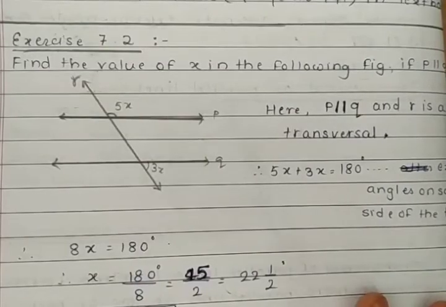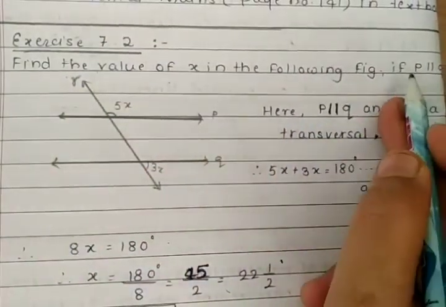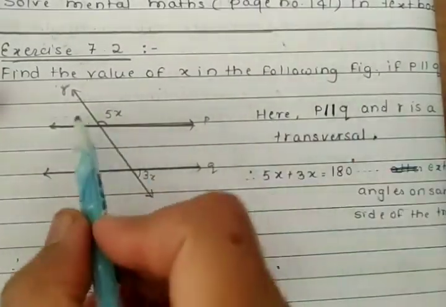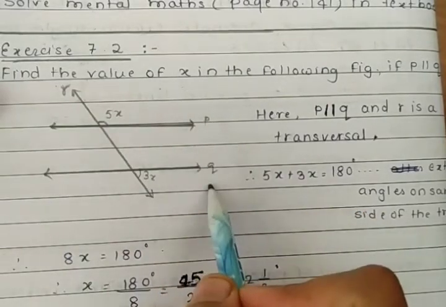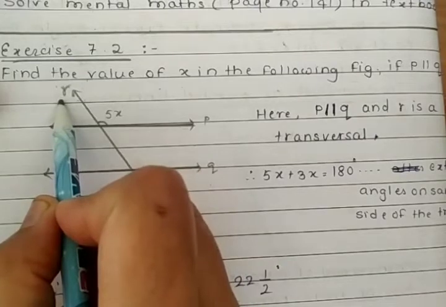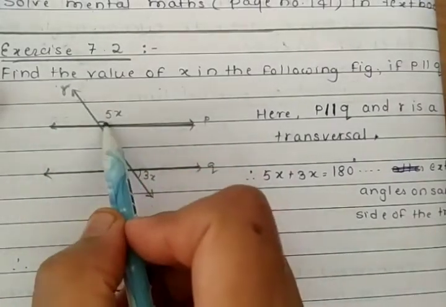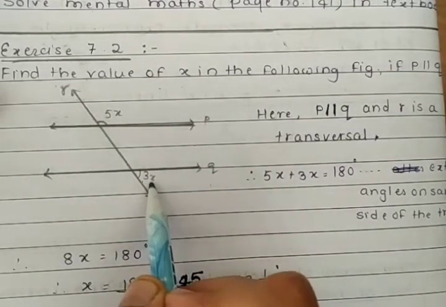Now we'll see our next question. Question number 2. Find the value of x in the following figure if P is parallel to Q. Here these two lines P and Q are parallel, and this third line I noted as R. This is your transversal, and this angle is given as 5x and this angle is given as 3x. So we are going to find the value of x.